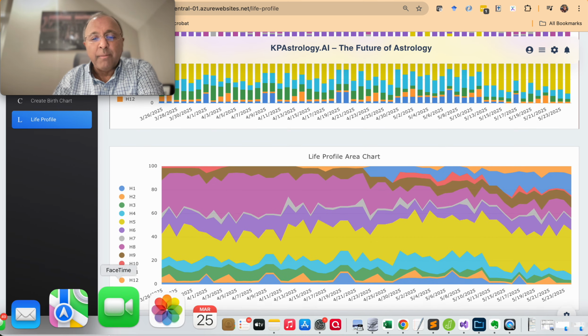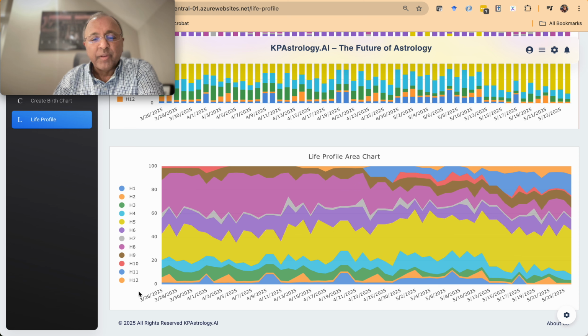Go down here, it's the same chart basically. One look at it, it's a period of green, which is all about communication, writing a book, promoting media-based interests, siblings, short commutes and short travel. But along with that, yellow is a big chunk here.